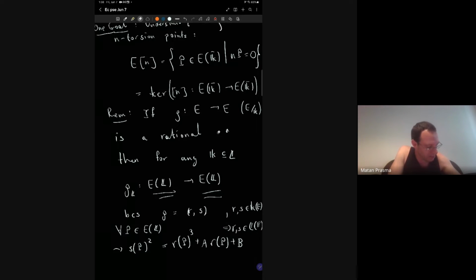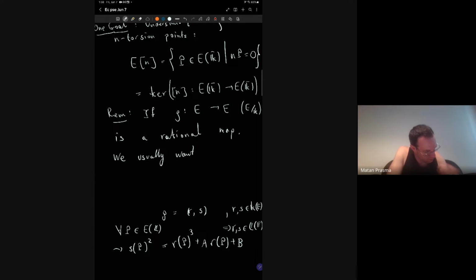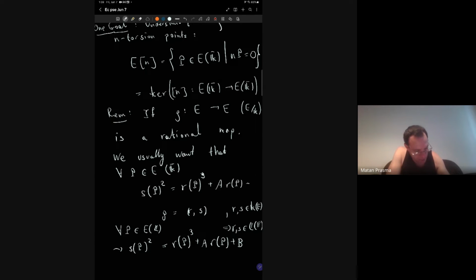So I'll amend this remark. We usually want that for any point in E over K bar, the equation SP squared equals RP cubed plus ARP plus B will be satisfied.